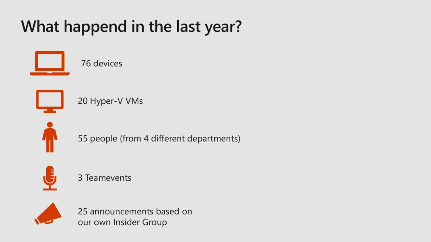We are having a discussion now about how fast we should grow, or whether 55 people is the best group size. We don't want 100 or 200 people, but that's a discussion today. We have 3 team events. We get a little money from the company to have a team event, a weekend hiking and talking about it. That's very cool. And we have 25 announcements based off this geek group in the company.